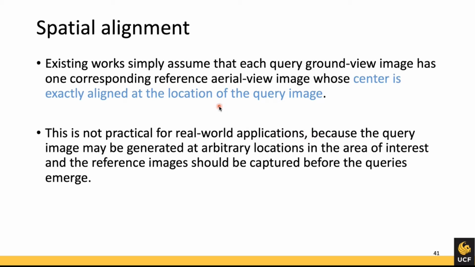So here we come to study the second issue in this field. Existing works simply assume that each query ground view image has only one corresponding reference aerial view, whose center is exactly aligned at the location of the query image. Basically, you have a query image and a reference image, and the query is exactly located at the center of the reference image. That's the assumption of the prior work for cross-view image geolocalization.